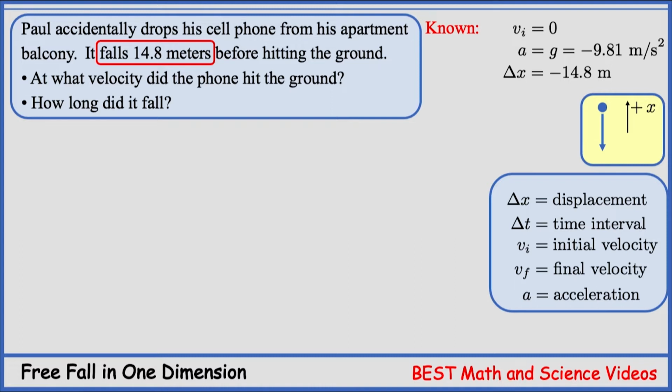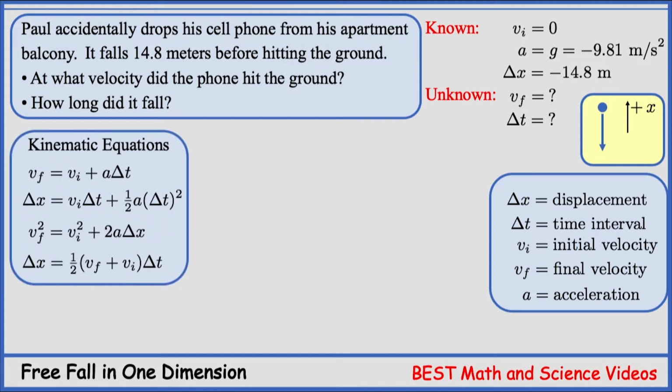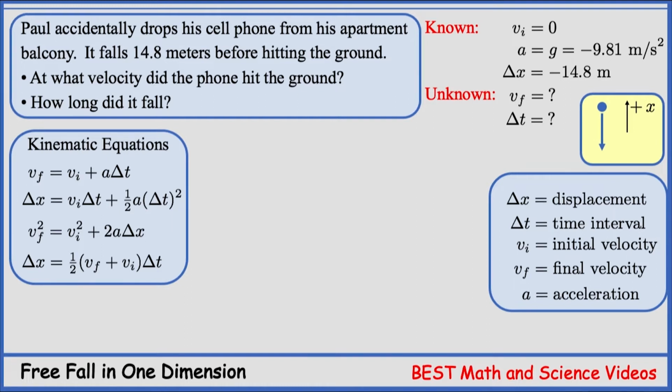And now, what information is unknown? We need to know the velocity of the phone when it hit the ground, Vf. And we need to know how long it fell, delta t. When you solve free fall problems, since the acceleration is constant, you can use the kinematic equations. This is a set of 4 equations that relate the variables of the motion. But which equation should you use? The trick is to choose an equation with only one unknown variable.